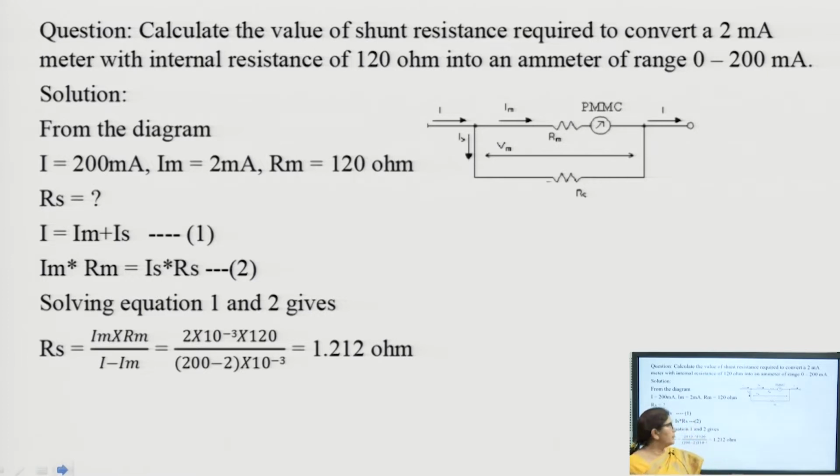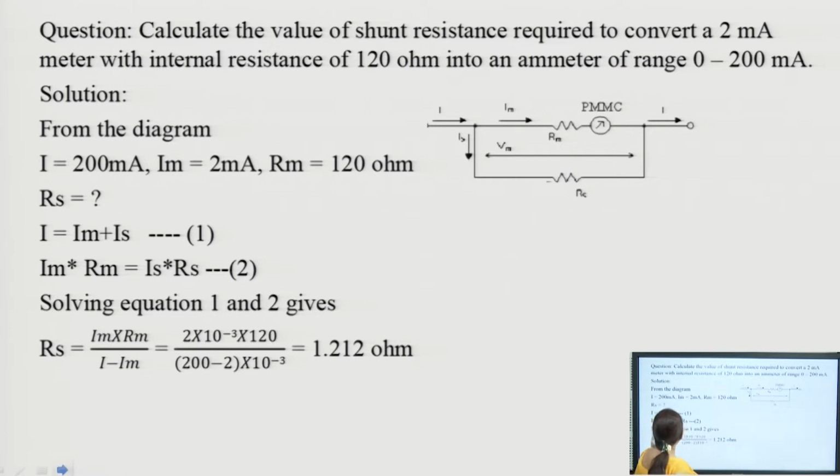As we know from the previous slide, the value of Rs is Im into Rm by I minus Im. Here I is equal to 200 milliampere and Im is equal to 2 milliampere. So only 2 milliampere current can flow through the PMMC instrument. The remaining current, that is 200 minus 2, which is 198 milliampere, will flow through this resistance. So we can find out the value of this resistance.